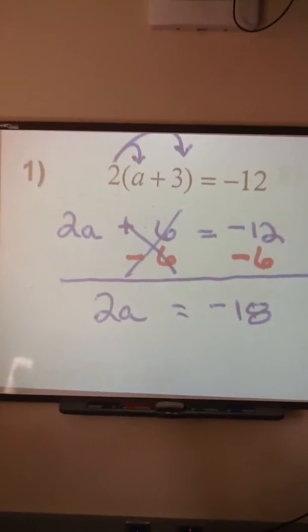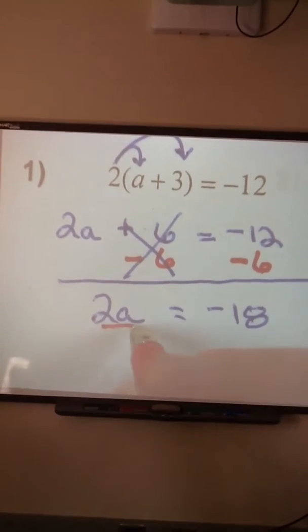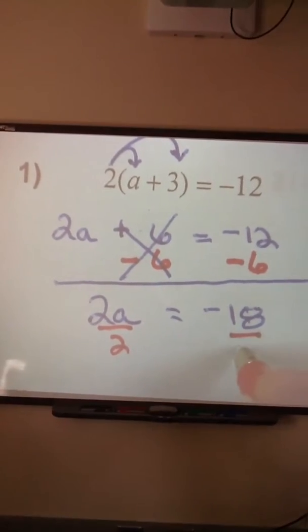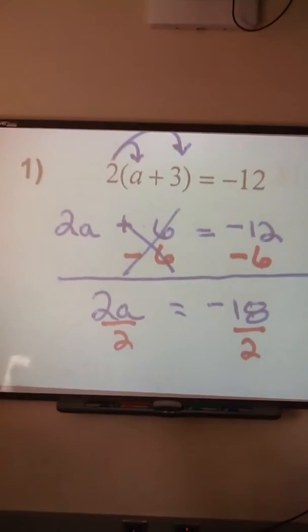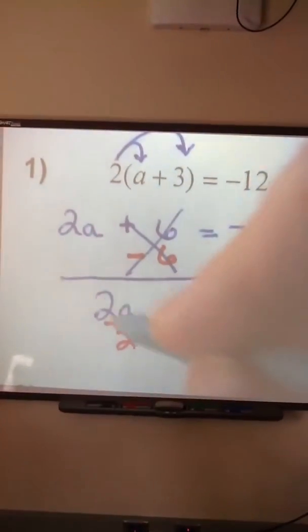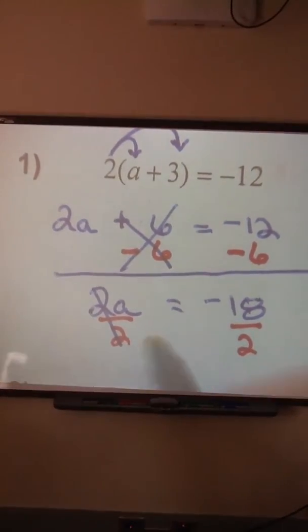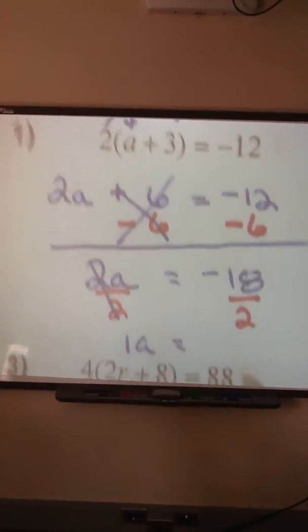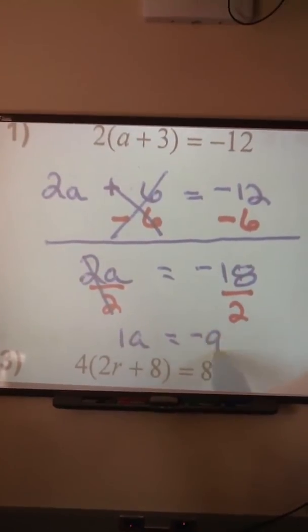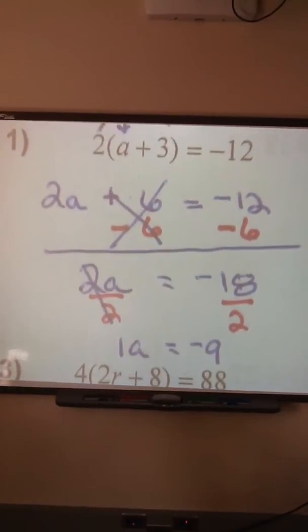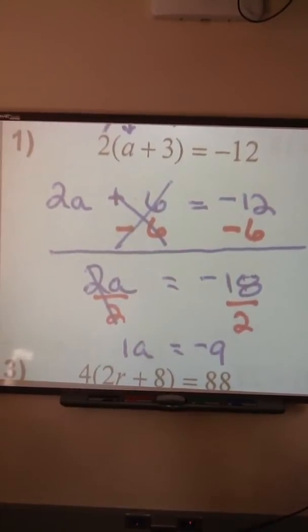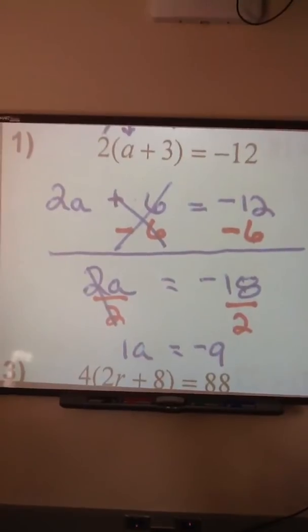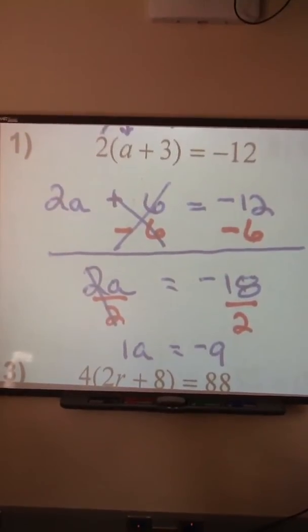Our next step then would be to divide both sides by 2. So we put our division bar with the 2 underneath on each side. 2 divided by 2 is 1, so that becomes 1a. And then negative 18 divided by 2 is negative 9.